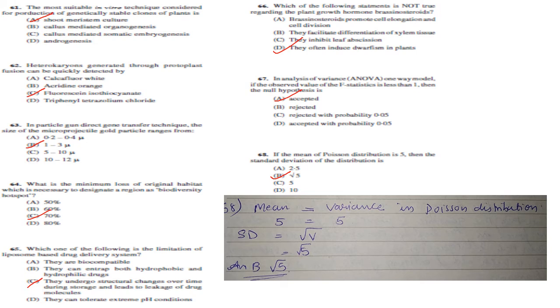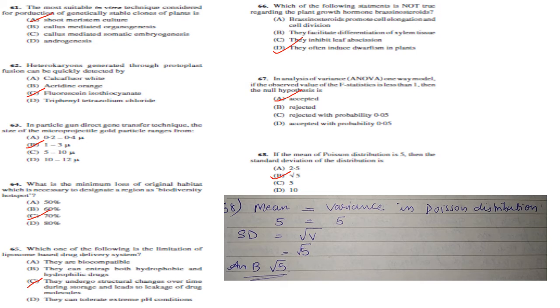One cell can be induced to fuse with another cell to form the heterokaryon, which consists of cytoplasm containing chloroplast, mitochondria and nuclei from both the parent cells. That is heterokaryon. So it contains cytoplasm, chloroplast, mitochondria and nuclei from both the parent cells. That is a heterokaryon. So it can be quickly detected by fluorescein isothiocyanate.